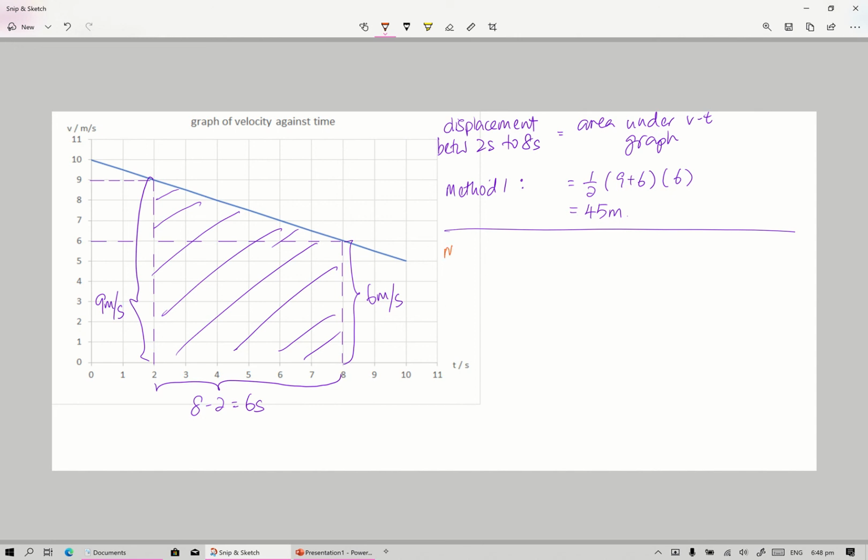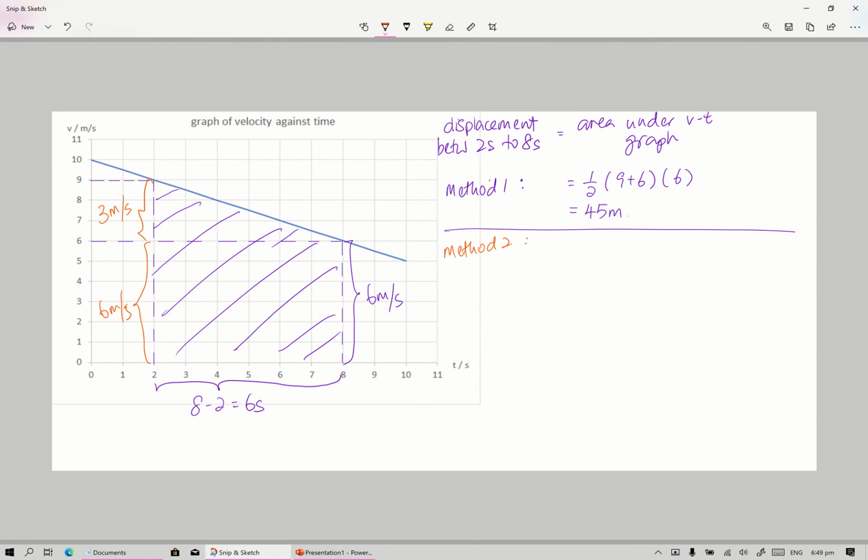So another way, which I think some of you have already seen, is actually the area of a triangle and the area of a rectangle. And for the triangle, from 6 to 9 meters per second, this will be 3 meters per second. And this will be 6 meters per second.